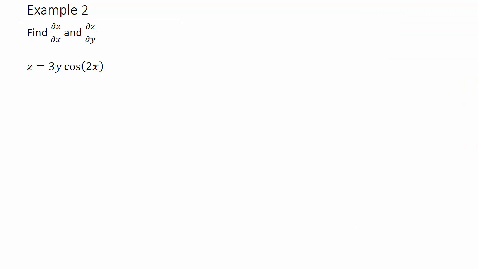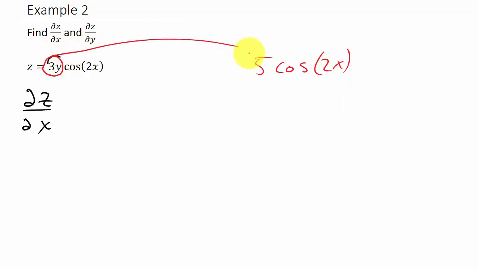Here we have one with trig functions. I have z equal to 3y cosine 2x. Let's take the partial of z with respect to x. This term here, 3y, is just a number. It would be the same thing as if we had 5 cosine 2x and we were taking the derivative of that. The 3y is going to act just like this 5.